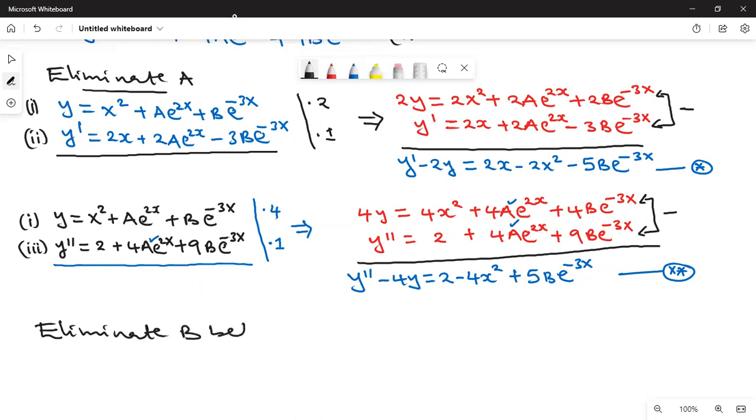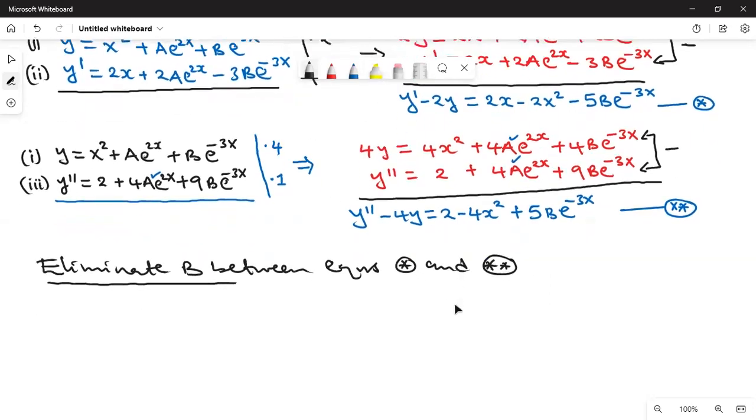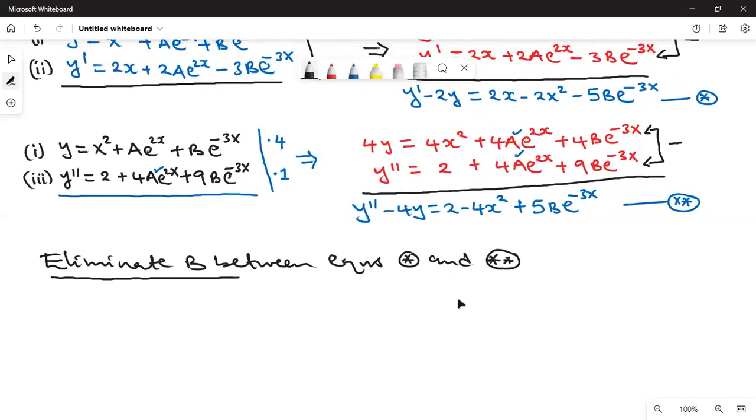Eliminate b between equations star and star star. So let's write star, and also let's write star star and see how to get rid of b. I'll write equation star here. The other one is star star. We write it here.